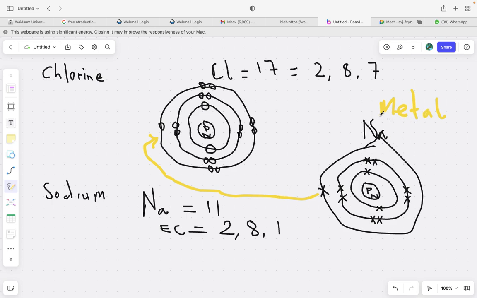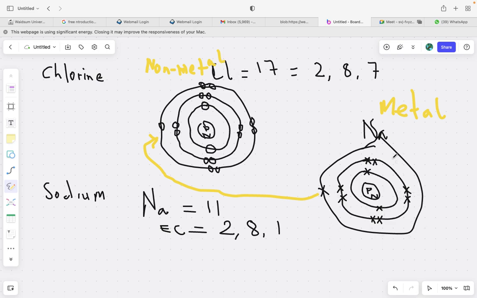If we use that analogy again, metals donate, they give. So this electron, it doesn't need it. It's making it unstable, so it has to give it to chlorine, which is a non-metal. This non-metal chlorine is looking for 1 electron, and the metal sodium has 1 electron in the outer shell.